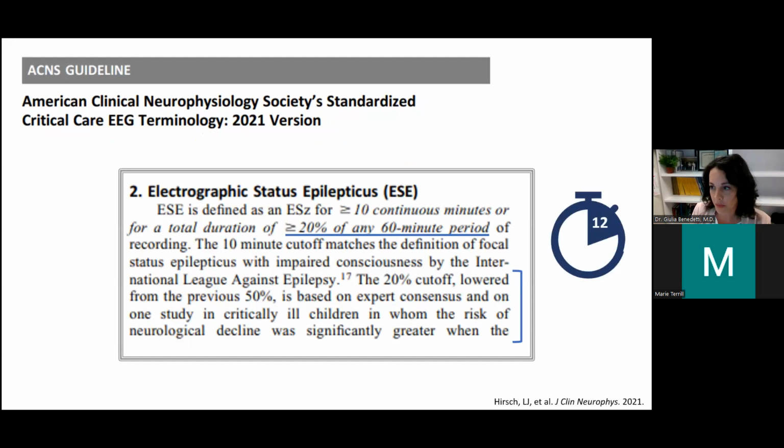So in 2021, the American Clinical Neurophysiology Society put out updated critical care EEG terminology. And one of the changes that they made was they changed the definition of electrographic status epilepticus from more than 50% of a 1 hour period to more than 20%, which is a pretty big difference to define status epilepticus. And that was largely based on one pediatric study.